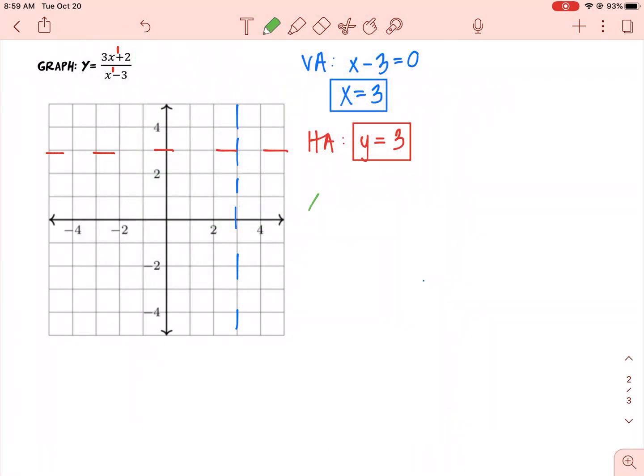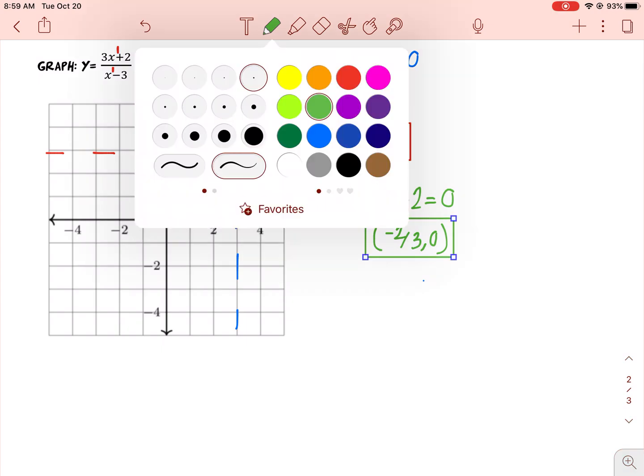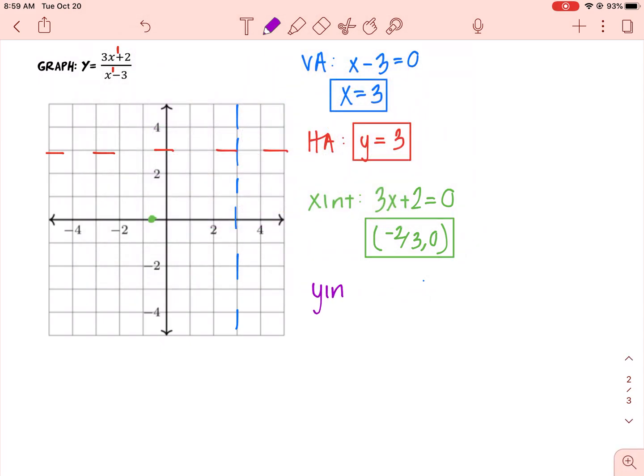X-intercept, I'm just following these steps, my dears. X-intercept, numerator equal to 0. So I get the coordinate point, negative 2/3, 0. Y-intercept, just plug x equal to 0. My y-intercept is 0, negative 2/3.